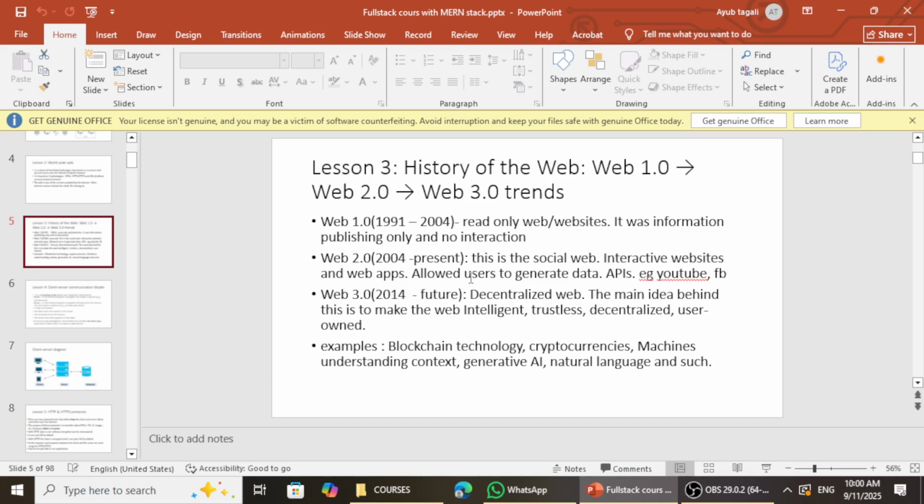For example, such kind of popular websites include like the YouTube website, the Facebook website, whereby you can go and even generate your own content, you can post your own content and so forth.